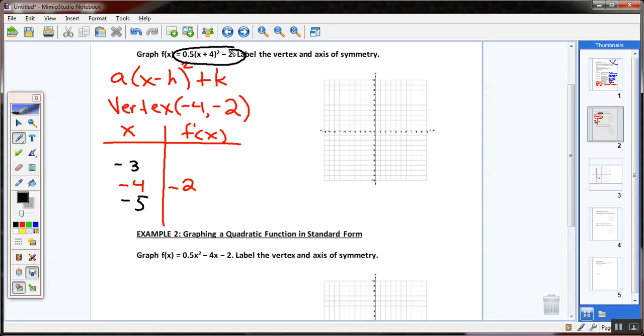-3 is -1.5. -1.5? Yeah. What other one did you need? -5. Plug -5 in there.